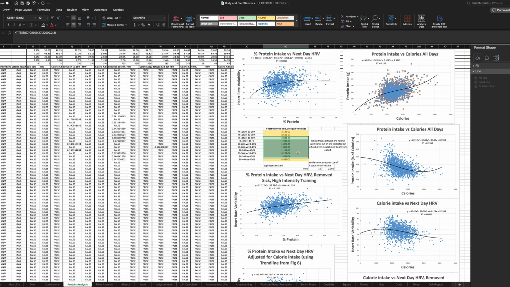So if I'm eating between 10 and 20% protein and 20 and 30% protein, it is significantly different next day heart rate variability. And we can see this further.